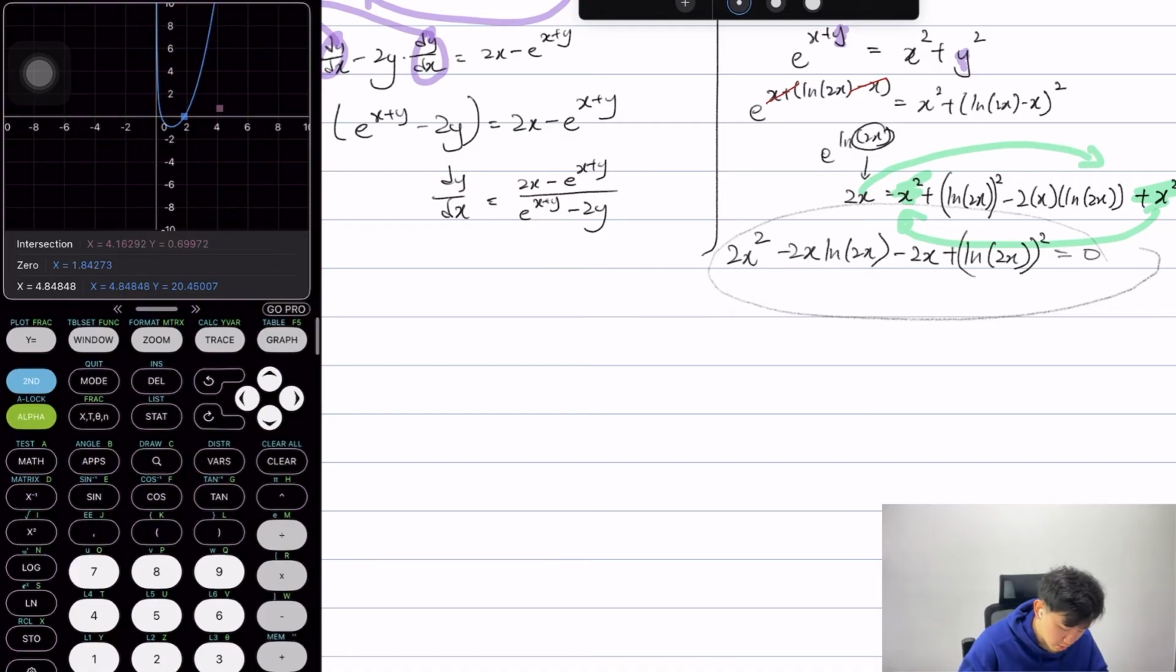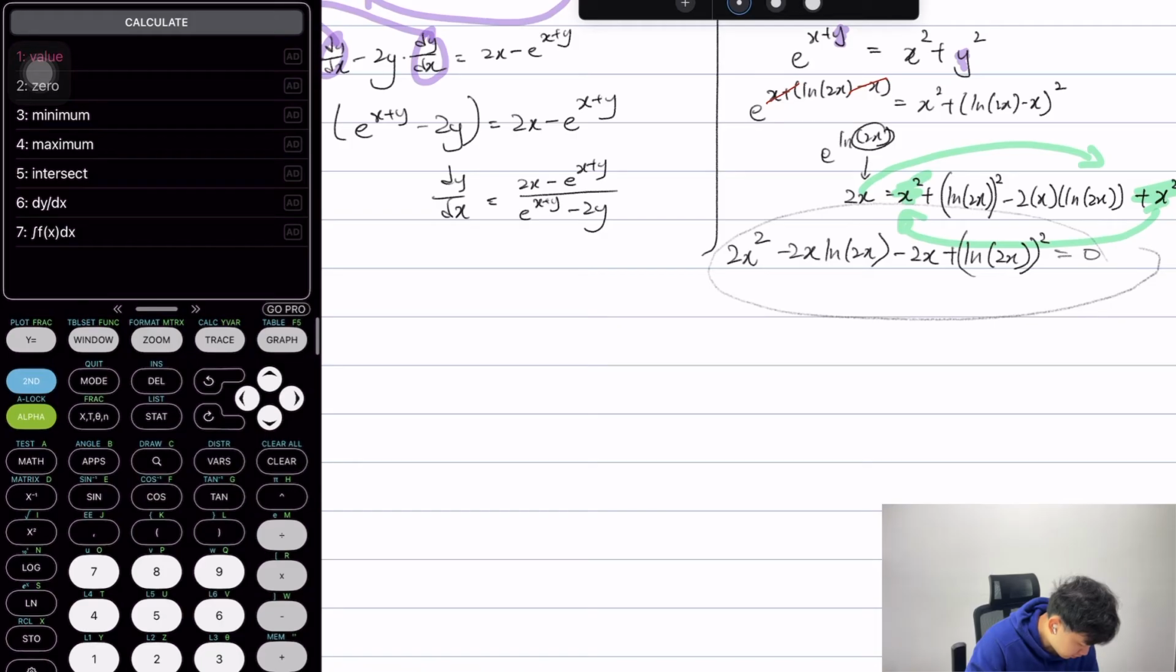Okay, now we want to find where the zero is. We basically have 2 points. So let's just calculate the zero for a second.